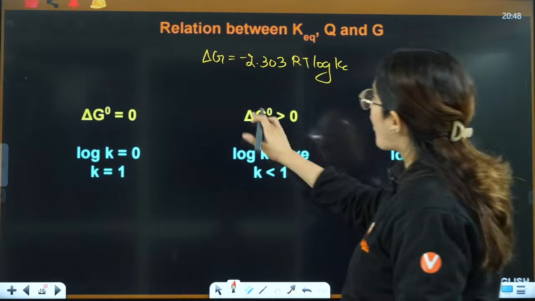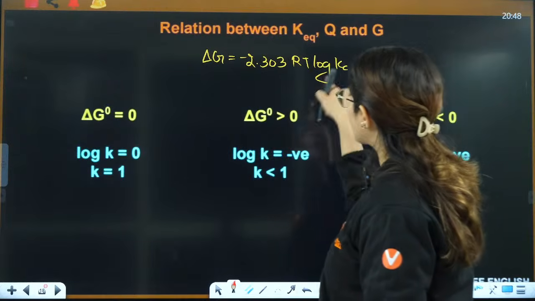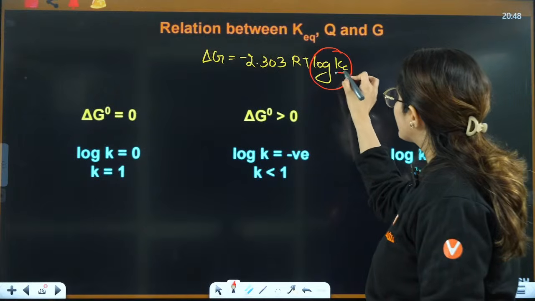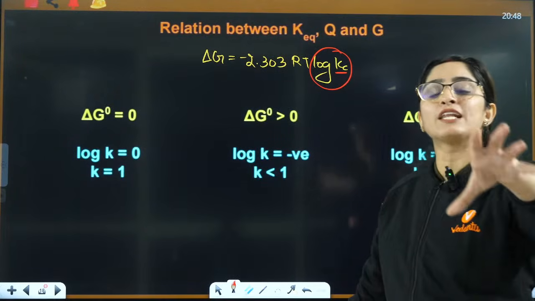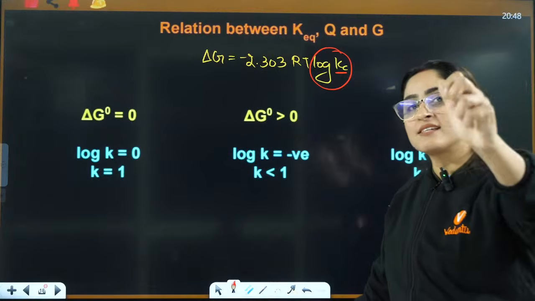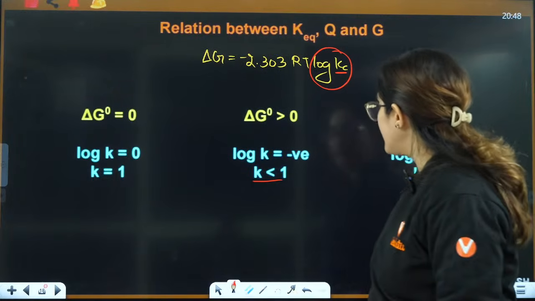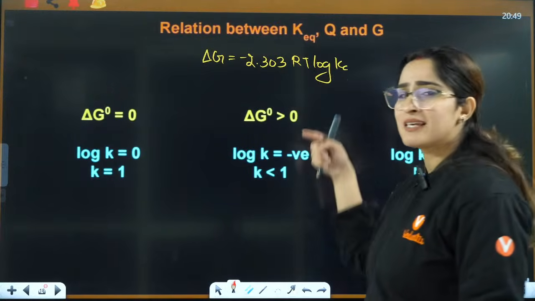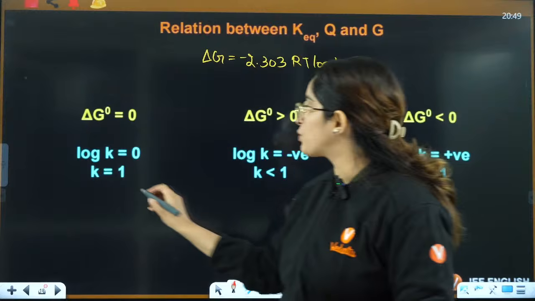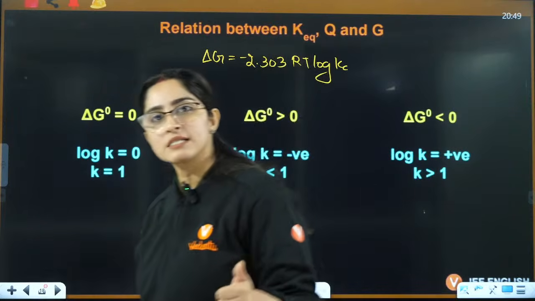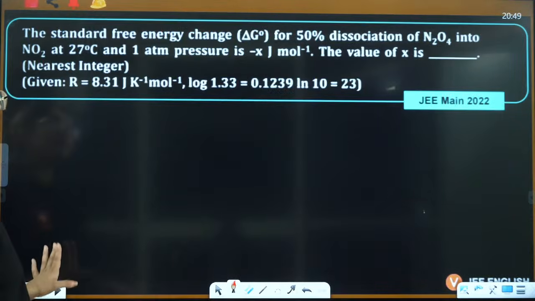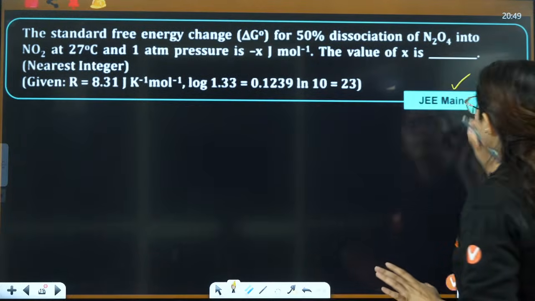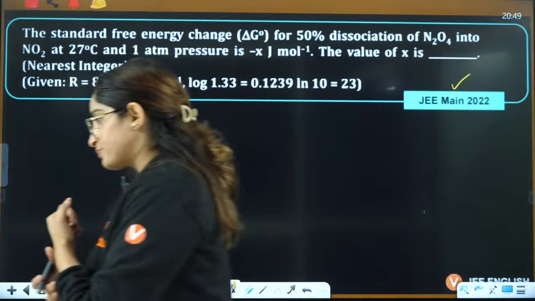If I say delta G is positive, then this log Kc will become negative. Log of that thing is negative if inside the log, the value that you have is less than 1. So that means Kc will be less than 1 here. If we say delta G is 0, definitely log Kc is also 0. That means K is equals to 1 here, right? Okay, right, everybody? Let's do this question that was asked in JEE Mains 2022, right?